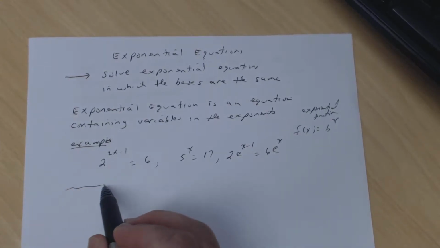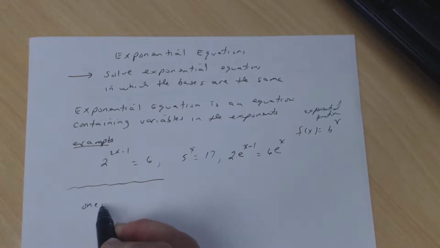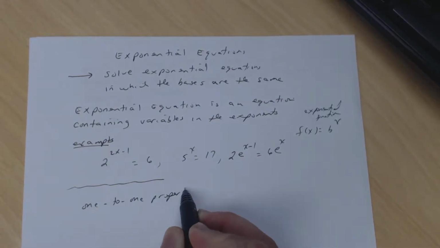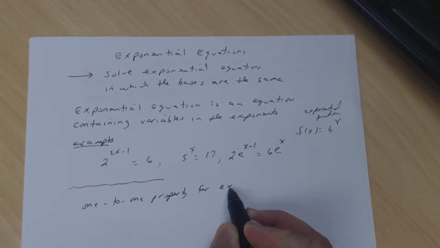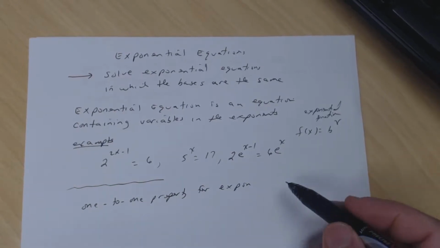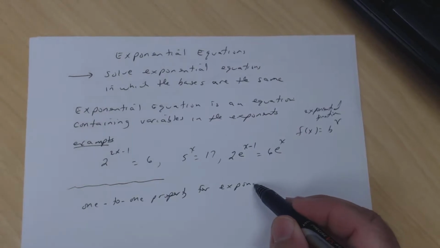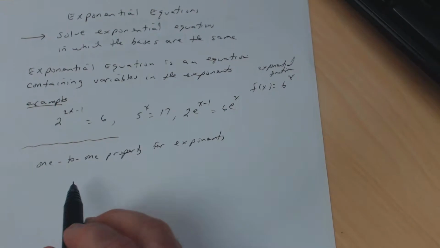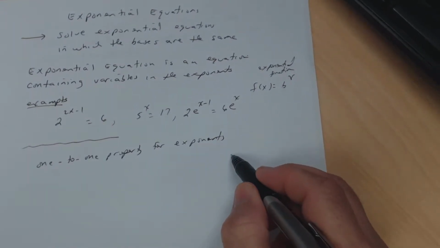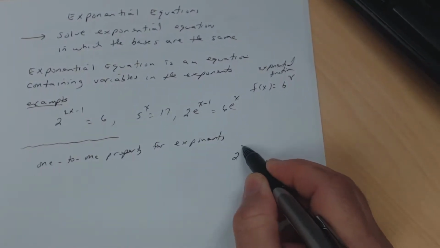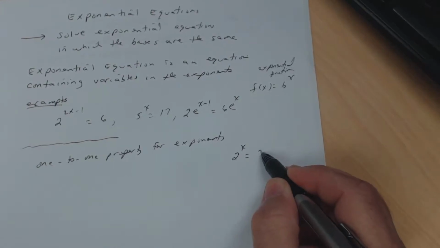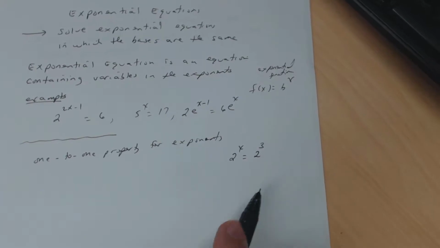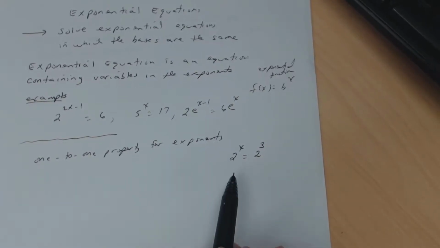Let's first talk about the one-to-one property for exponents, and that's what we're going to use in this lesson. It's a very simple property, and you've used it before. For example, suppose we had 2 to the x is equal to, let's say, 2 cubed. This involves the one-to-one property for exponents.